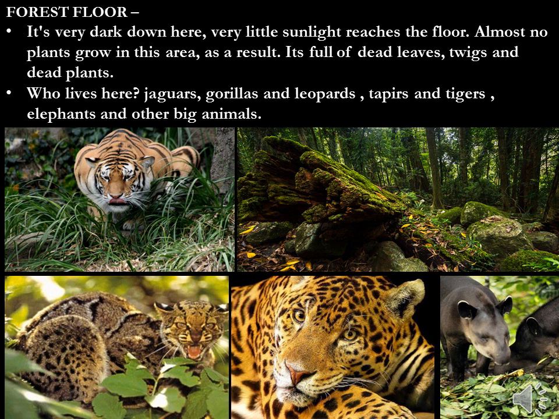Now we are at the forest floor, that's the last layer. It's very dark down here. Very little sunlight reaches the floor. Almost no plants grow in this area as a result of the lack of sunlight. It's full of dead leaves, twigs and dead plants. Who lives here? Jaguars, gorillas, leopards, tigers, elephants and other big animals of the forest live here. The floor is sometimes flooded with water due to heavy rain.